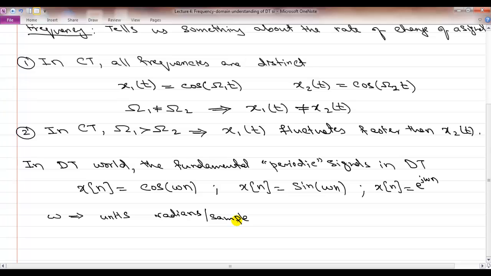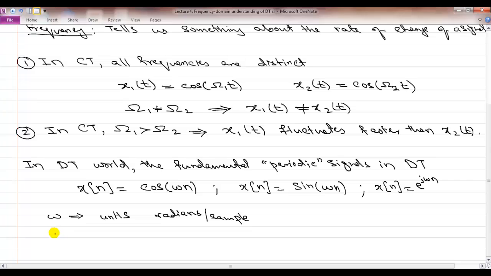The notion of the rate in discrete time is it's just one sample. So what you are asking is, from one sample to the next sample, how many radians does it cover? How many radians is that thing going to cover? That's the notion in discrete time, if you're thinking in terms of the unit circle in the complex exponential plane.